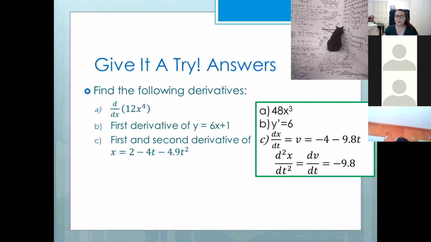Our second derivative, this is how you would notate second derivative. In the previous slide, we saw you just add another apostrophe, another prime. This is another way to write it. d2x over dt squared is telling you to take the second derivative with respect to time, which gives us our acceleration, right? The rate of change of velocity with time is acceleration. That would be negative 9.8. I take the derivative of that velocity function. Okay.